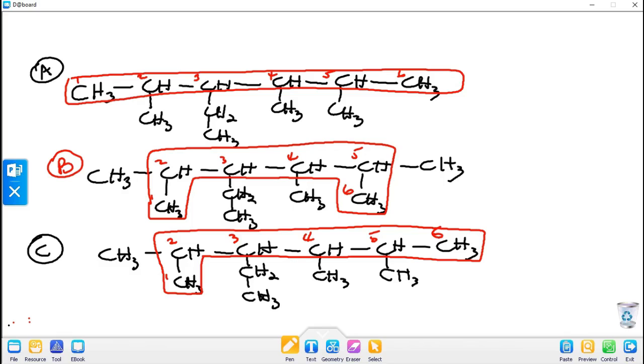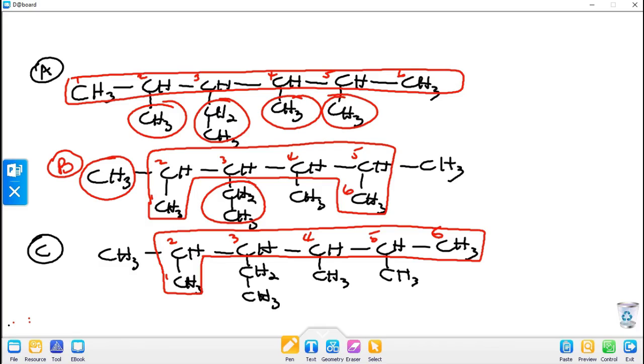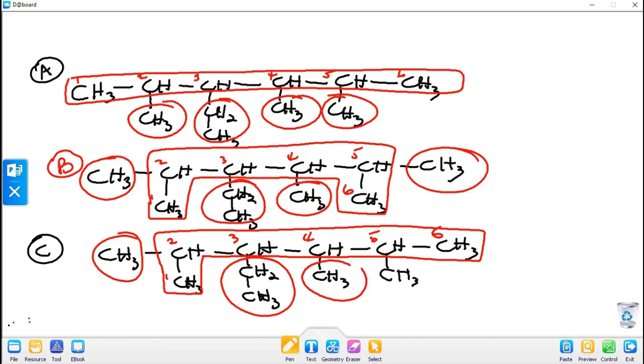So if you look at the chain for student A, we have 1 side chain, 2 side chains, 3 side chains, 4 side chains. For student B, we also have 1 side chain, 2 side chains, 3 side chains, and the 4th side chain. For student C, we have the 1st side chain, 2nd side chain, 3rd side chain, and the 4th side chain.